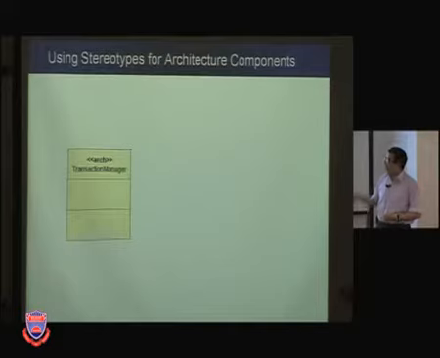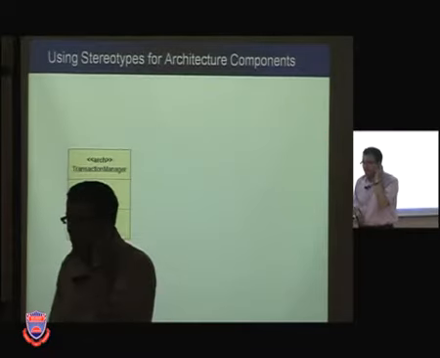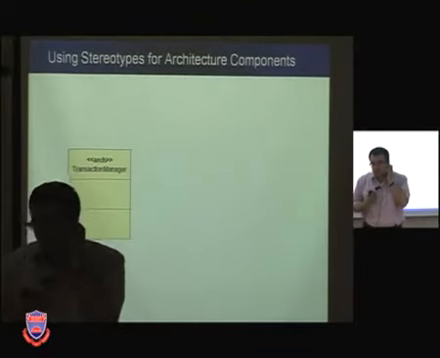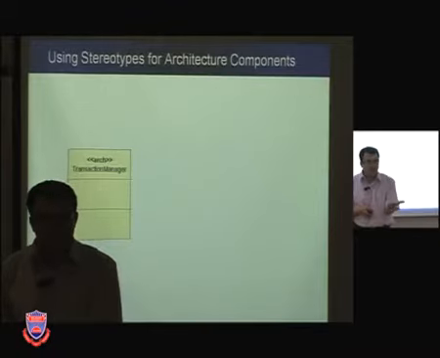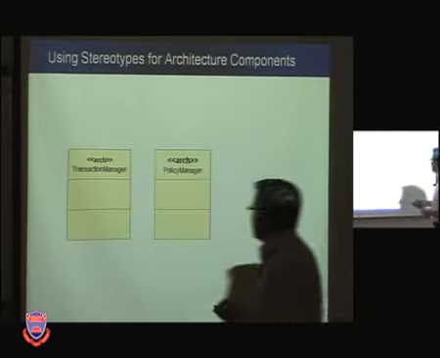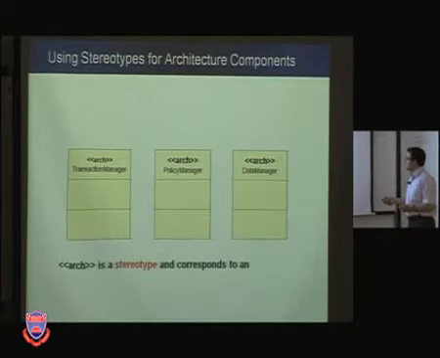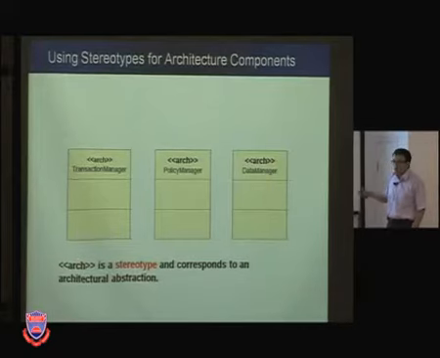You can just say architectural, conceptual, whatever. You can use any notation, any stereotype. The only constraint is you have to take existing elements. So you can stereotype existing elements. So arc, transaction manager, policy manager, data manager. The arc or architecture, we could state equally, is a stereotype and corresponds to an architectural abstraction.